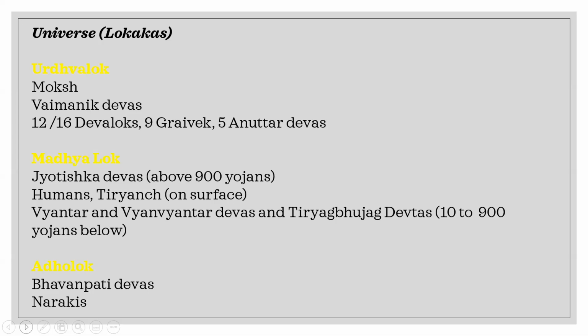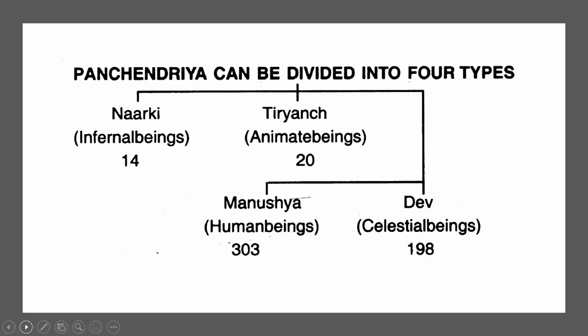And then we also saw the Adholok. In the Adholok, we have got 7 Narakvas, and we are going to talk about the details and the structure of the 7 Narakvas in this class. We saw that in the first Narakva, that is Ratna Prabha Bhumi, you have got 25 different types of Bhuvanpati Devtas. Out of that, 10 are Asur Kumars and 15 are Paramadhami Devtas.